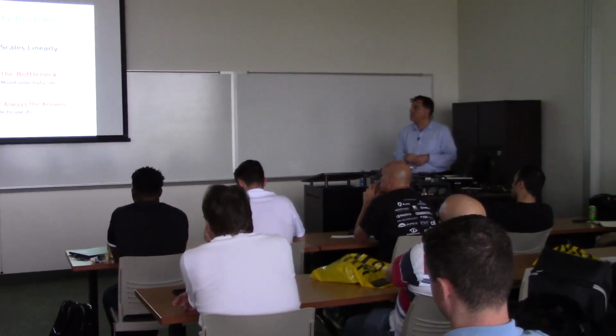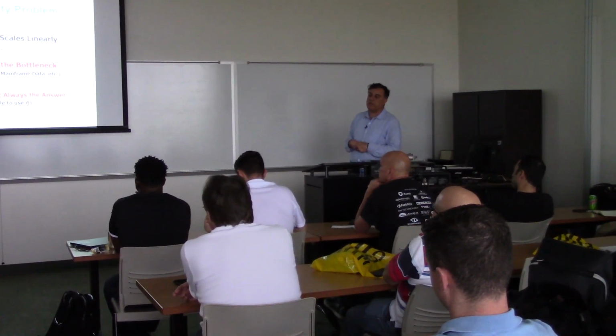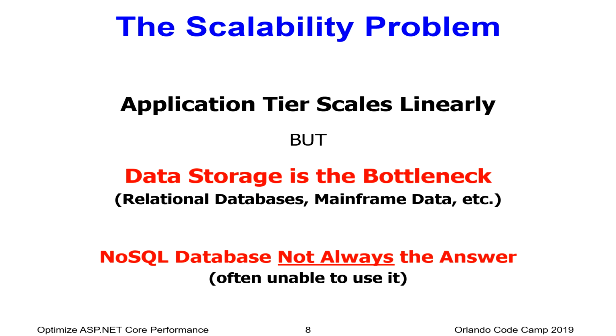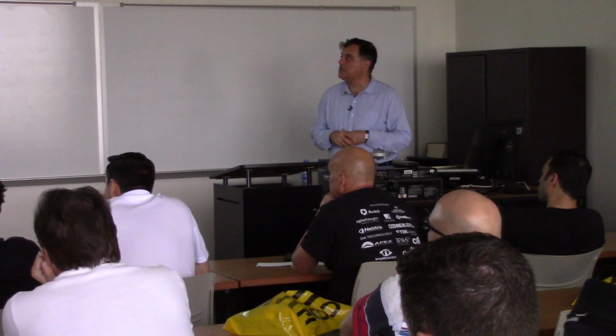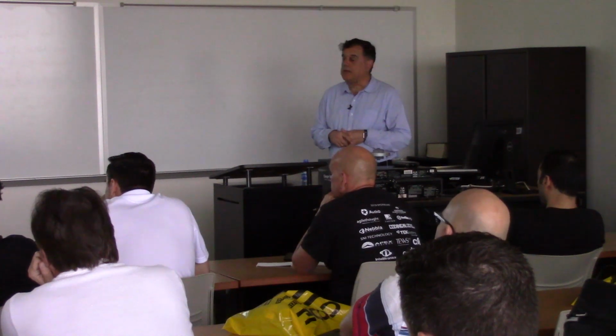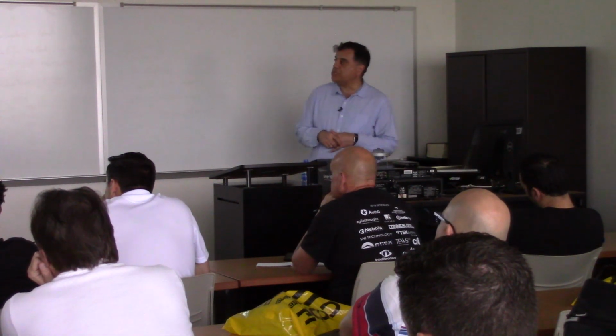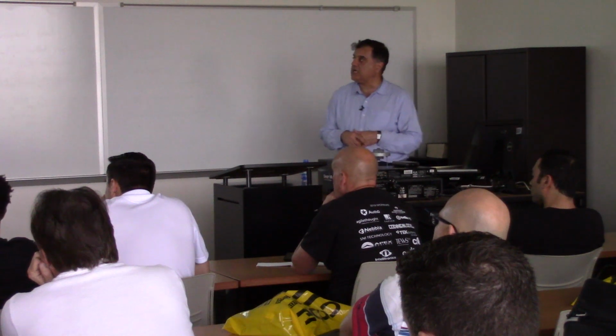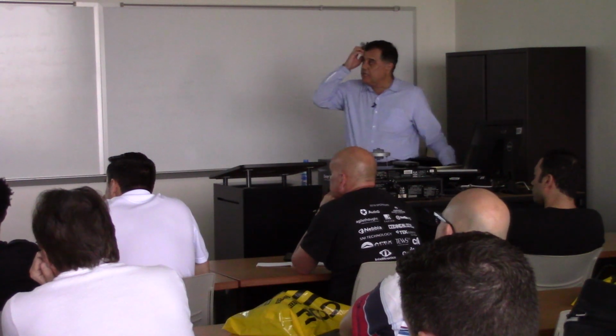So, there is obviously a scalability problem, or else we wouldn't be having this conversation if everything was fine. The good news is that your application tier is not the problem. Your ASP.NET Core application is not the problem. It's the data storage. Whatever data you're touching, it doesn't matter what that is, it's causing a performance bottleneck. And that is your relational databases, your mainframe legacy data, and a bunch of other data.